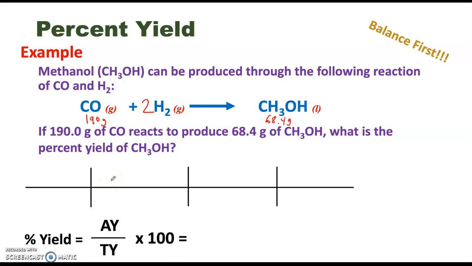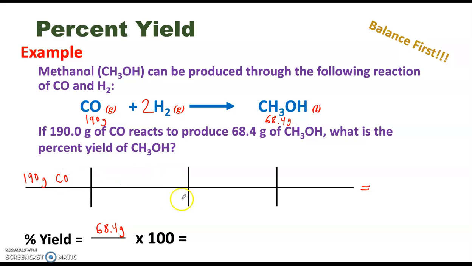So I'm going to set up my ladder. Now my actual yield, I already know that. It tells me it reacts to produce this much, 68.4. So I'm going to take where the actual yield was and put 68.4 grams. Now the theoretical yield, we'll leave that blank because that'll be what we calculate here. Now it says 190 grams is going in, so that's where I start my ladder.